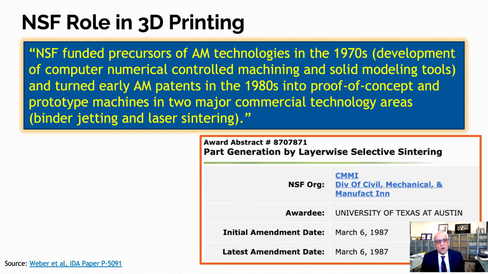And I've just taken a quote: NSF-funded precursors of additive manufacturing technologies in the 70s, development of computer numerical control machining and solid modeling, and turned early additive manufacturing patents in the 80s into proof of concept and prototype machines in 2 major commercial technology areas: binder jetting and laser sintering. So laser sintering is the part that was Descartes and Beeman. And this is the NSF grant that I alluded to in 87 to Joe Beeman.